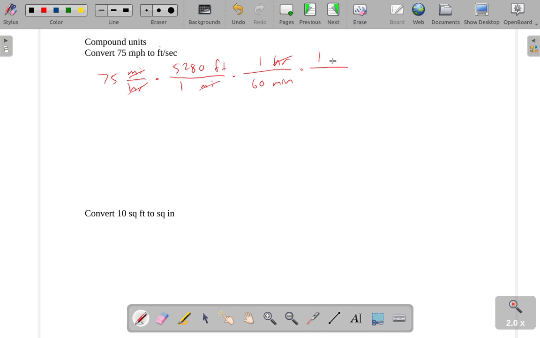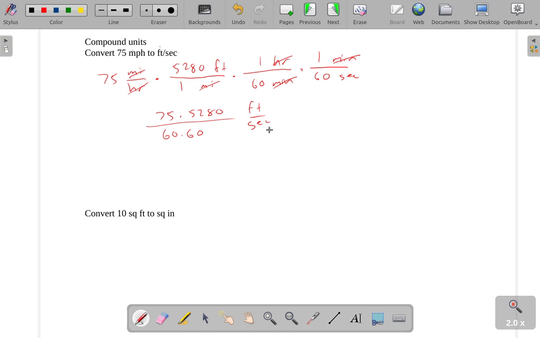Need to do one more of these. I need to cancel out minutes here with 60 seconds. And then minutes would cancel with minutes. And now you can see the only units left are feet up top and seconds down below. So when I multiply all these together, the top part of my fraction would have 75 times 5,280 times 1 times 1. The bottom part of the fraction would have 60 times 60. There's a 1 there and a 1 there, so I'm not going to bother writing those. And this will be in feet per second here.